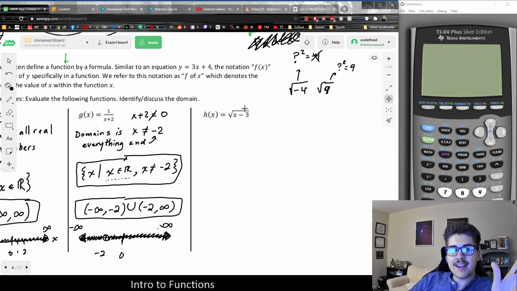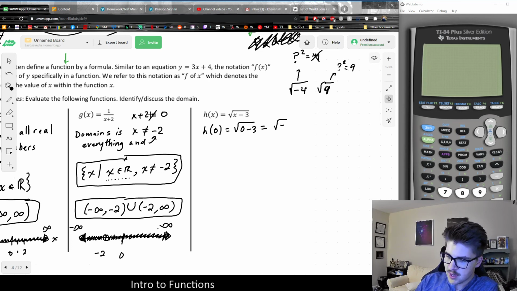So, summarizing, basically negatives are not allowed in there. Anything that produces a negative within the square root is not going to be part of the domain. For example, if I was to plug in 0 here, h of 0 would be equal to the square root of 0 minus 3. This would not work, and I can see that just by trying, because the square root of a negative is not real. Any non-real number is not going to be within the domain.